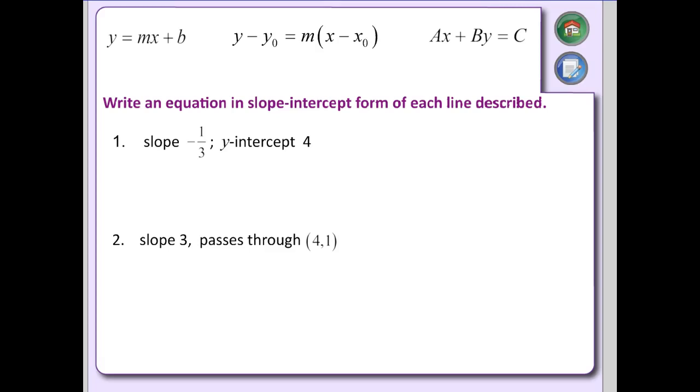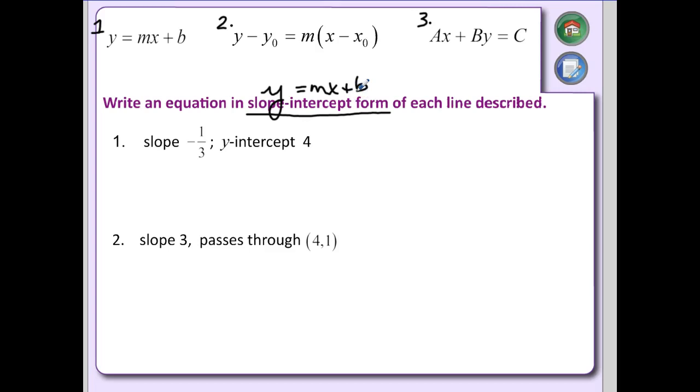So if you notice, Mrs. Burton put all the linear equations at the top of the slide, and the directions say write an equation in slope-intercept form. Which one is that? If you look up here, is it door number 1? Is it door number 2? Or is it door number 3? That's right, slope-intercept form is door number 1. We've got to make it look like y equals mx plus b.